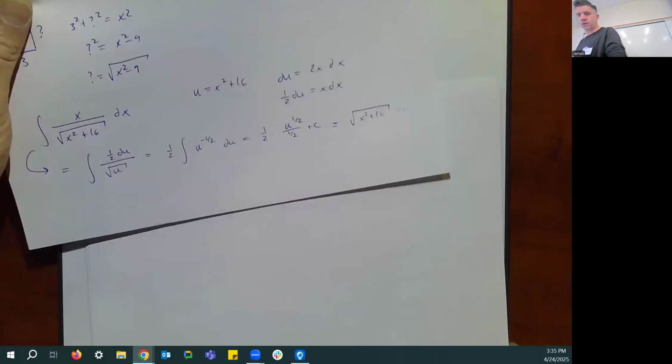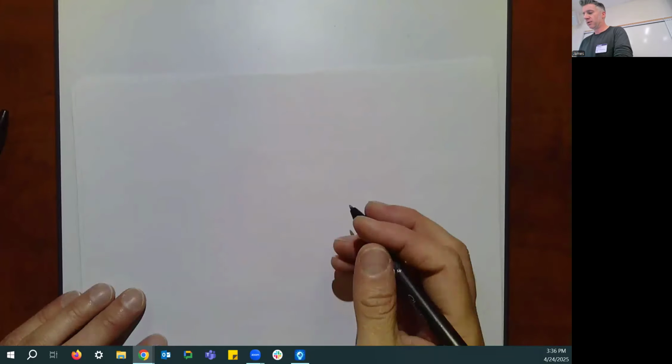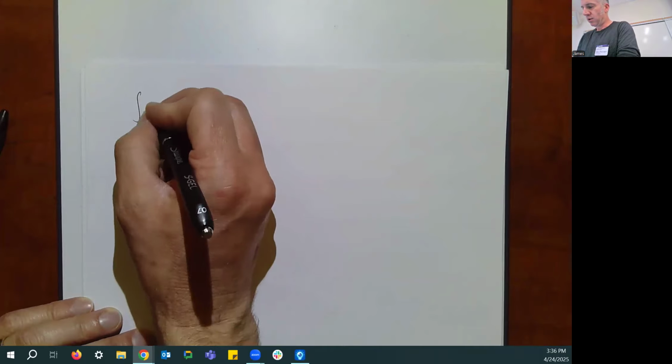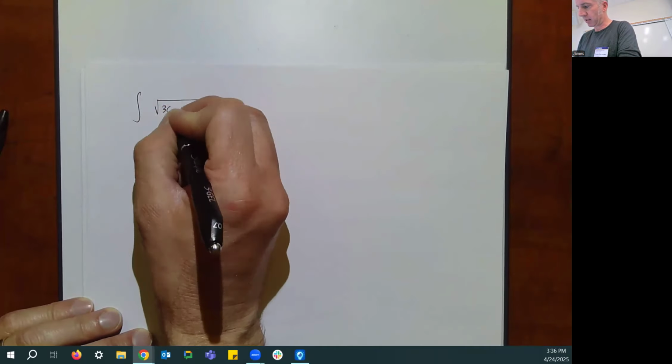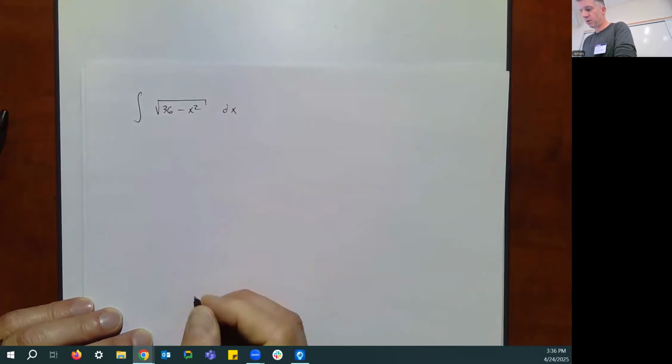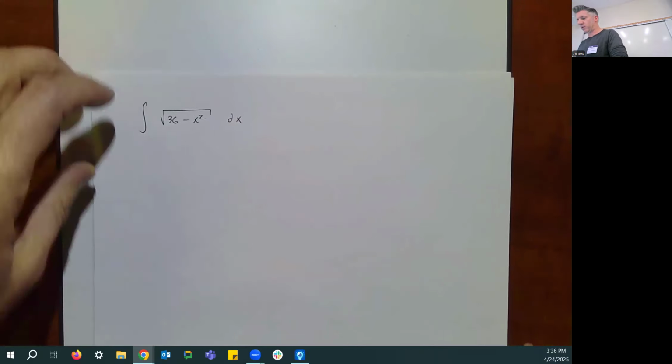Okay. So let's look at another example, one that actually is a trig substitution and not just a trick. So let's say we have the integral of the square root of 36 minus x squared. All right, I want you all to write down the trig substitution.